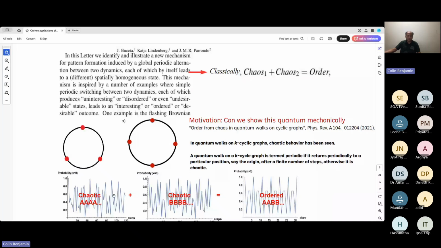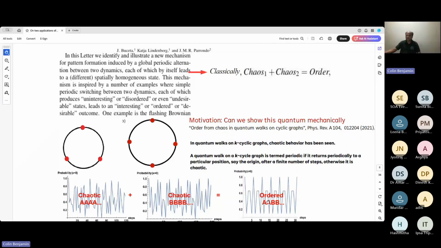Similarly, if I use coin B, which is another coin, I never return to where I started from. So this again is a chaotic quantum walk. And in this paper, I, with Abhishek, showed that if you combine these two chaotic quantum walks, you generate an ordered quantum walk where the walker periodically returns to where it started from. And we showed that it has many applications, and I will go to some of the applications. One was on cryptography.